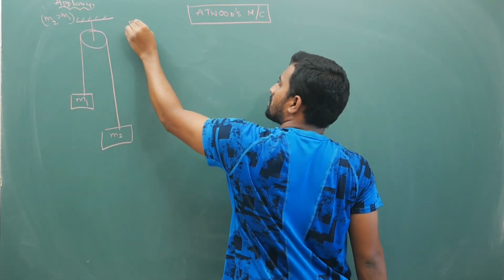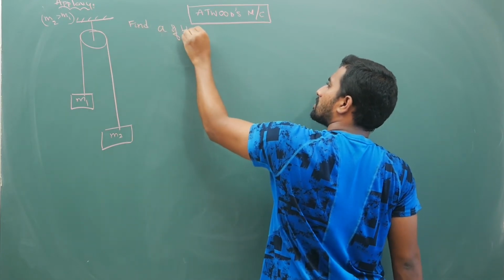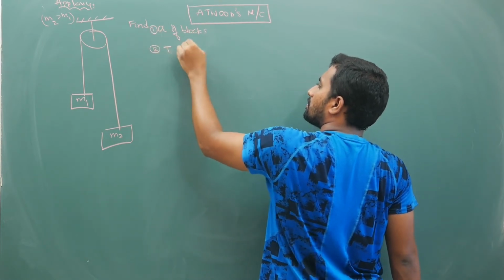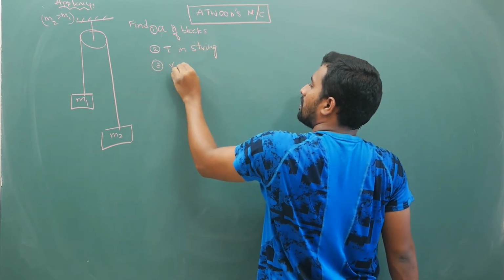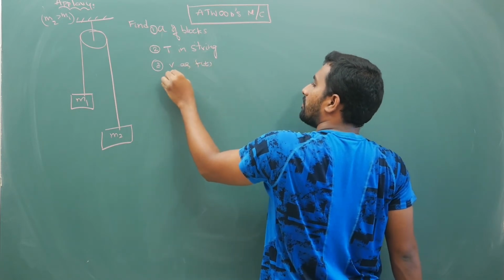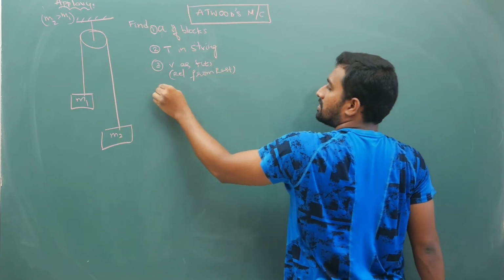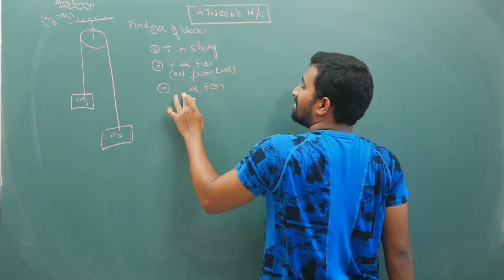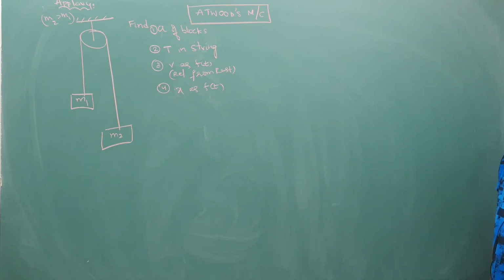Your question is to find, number 1, the acceleration of blocks. Number 2, the tension in the string. Number 3, the velocity as a function of time when released from rest. Number 4, the distance covered, the displacement as a function of time, some x or y, whatever you take, that is up to you. These are the values that I am supposed to find out.